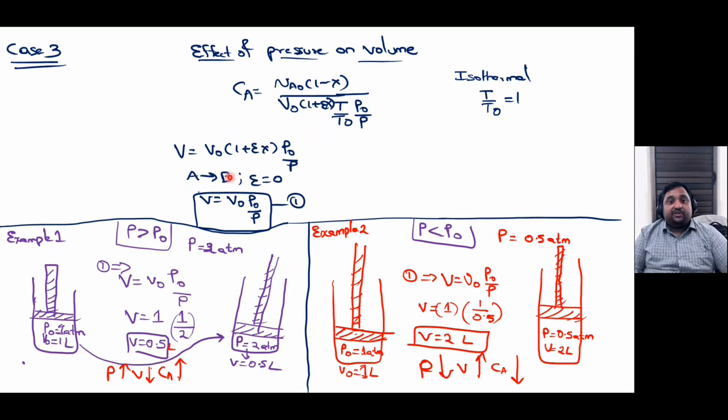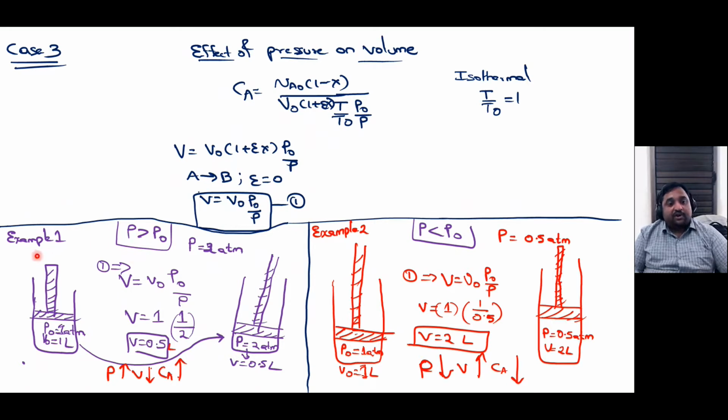Let us consider reaction A gives rise to B, which is happening in a cylinder piston assembly. Because A equal to B, 1 mole is giving 1 mole, epsilon equal to 0. The final equation: the final volume is equal to initial volume into initial pressure by final pressure.